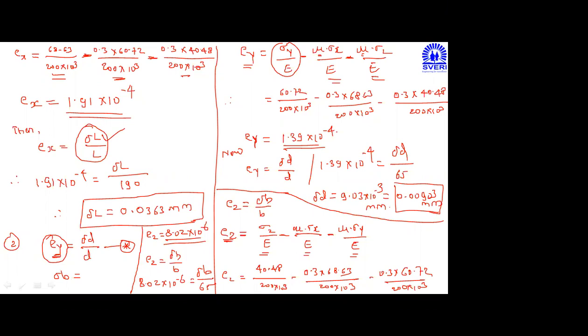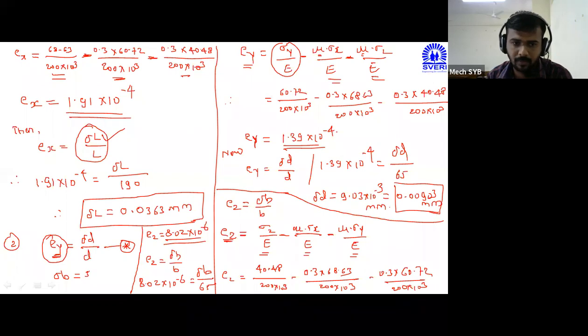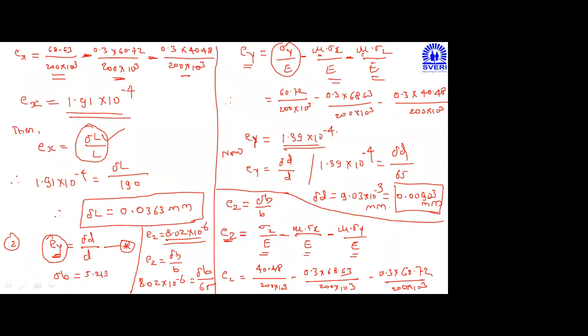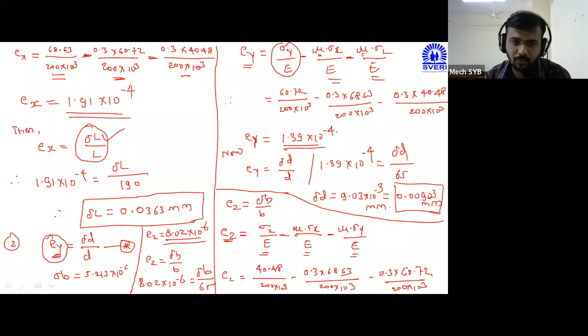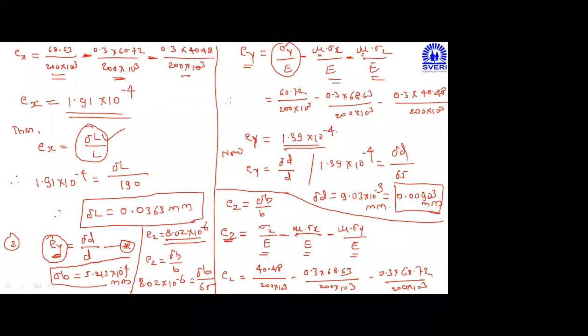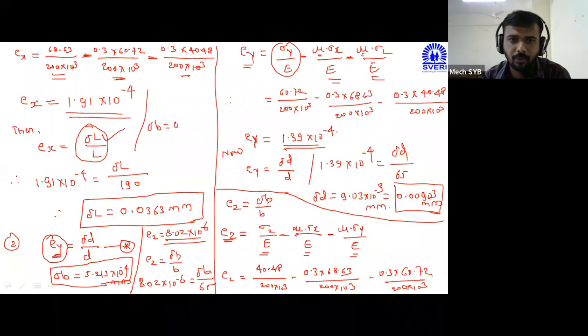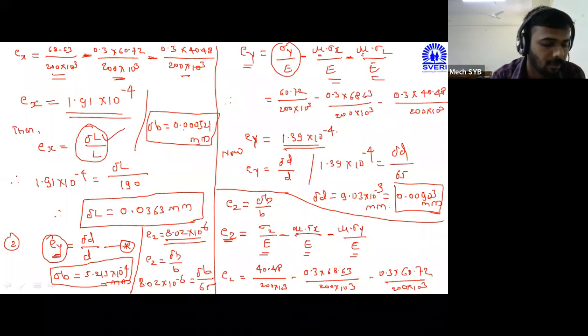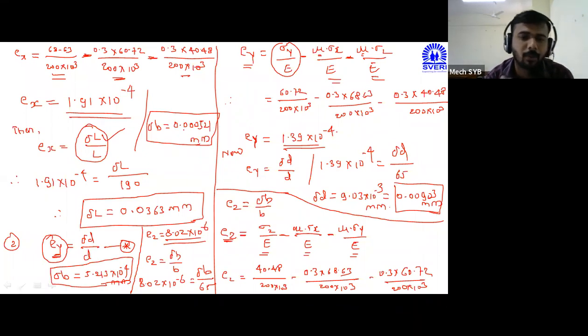Delta b. If you have calculated, yes, 5.213 into 10 raised to minus 4 mm. 10 raised to minus 4 is 0.0005213 m. Here I will write delta b is equal to 0.0005213. Please check or verify your answers after the calculation of epsilon z.